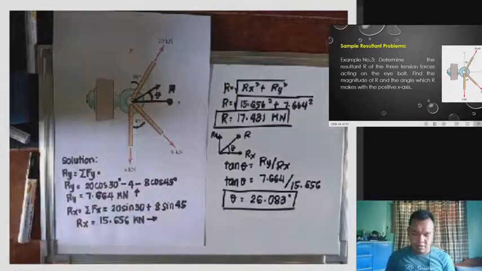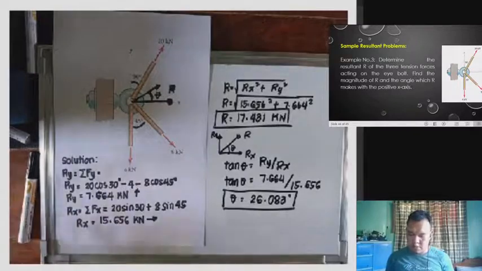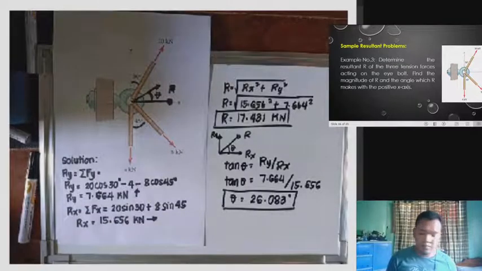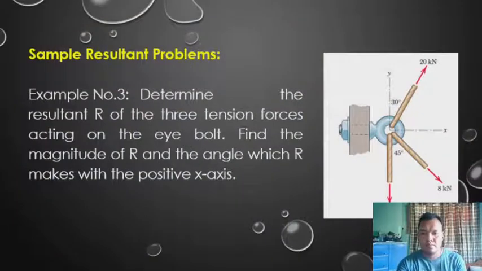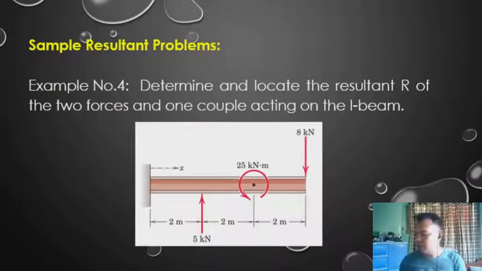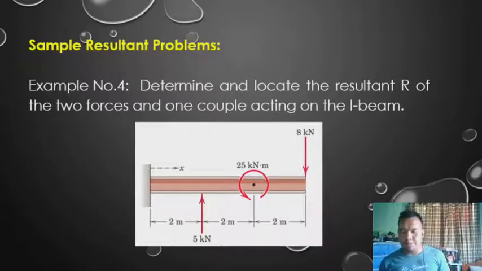Okay. So, next problem again. Okay. Next problem. So, determine and locate the resultant R of the two forces and one couple acting on the beam.